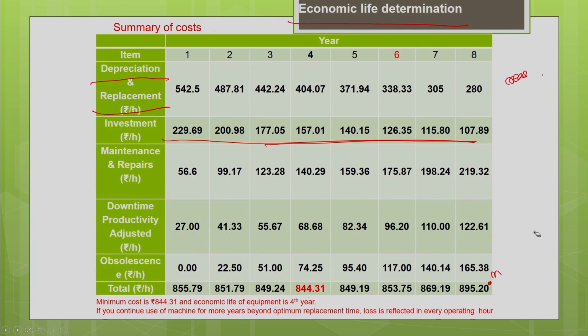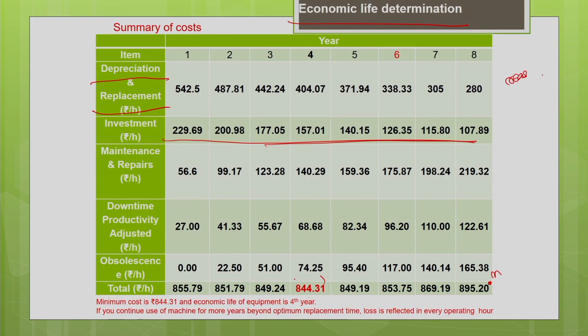Now, the economic life means the period during which the cost associated with the machine is minimum. That is your economic life. So during the fourth year the cost is minimum. At the end of the fourth year it is advisable to replace your machine. The economic life of the machine is the fourth year because the minimum cost is 854.31.